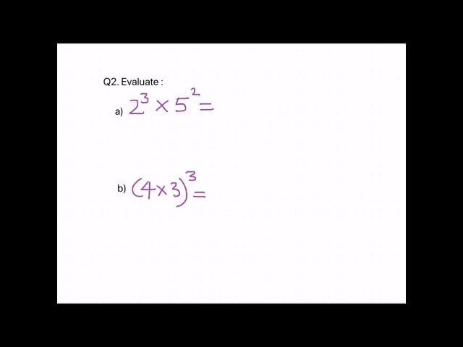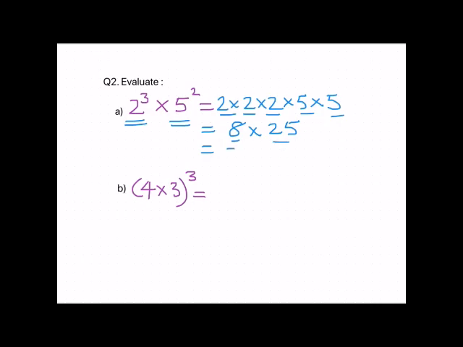Let us now look at the second question. Evaluate. First question in that: 2 cube multiplied by 5 square, which means 2 cube means 2 multiplied 3 times, times 5 square means 5 multiplied 2 times. This is equal to 2 times 2 times 2 is 8 times 5 times 5 is 25. This is equal to 8 times 25 is 200.